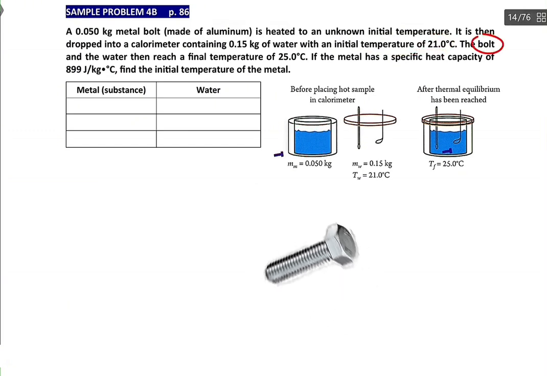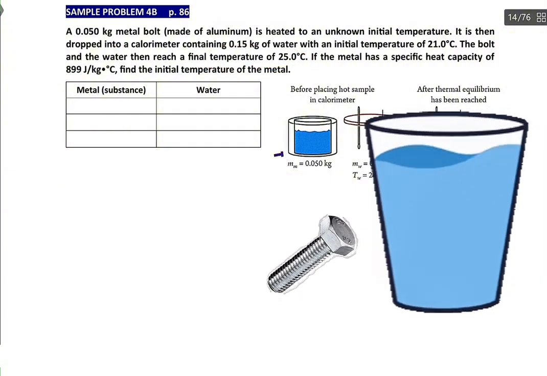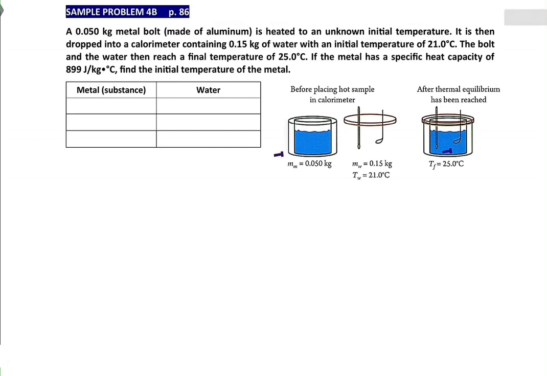After some time, the metal and the water reach the same final temperature of 25 degrees Celsius. The problem also gives us the specific heat capacity of aluminum, which is 899 joules per kilogram per degree Celsius. Our job is to find the starting temperature of the metal before it was put in the water. Now, let's start solving the problem.